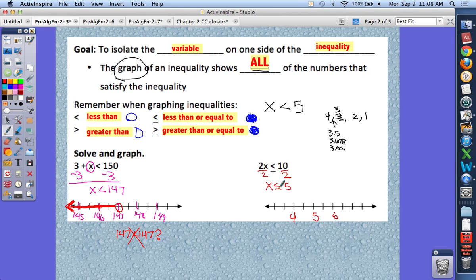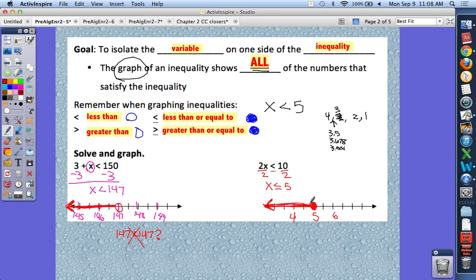I'm including 5 now. 5 is less than or equal to itself. It's equal to it. So I want to fill that in. Less than or equal to gets a filled in circle. Same with greater than or equal to. All the numbers less than 5, so I'm shading again to the left. If it was greater than, I'd be shading to the right.